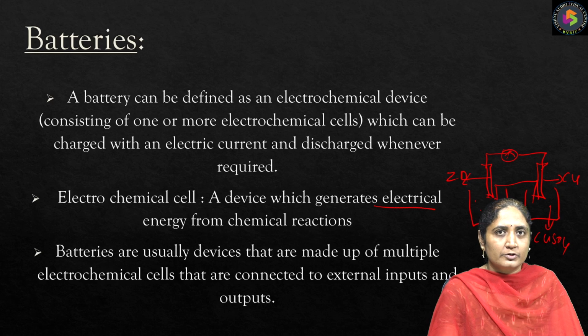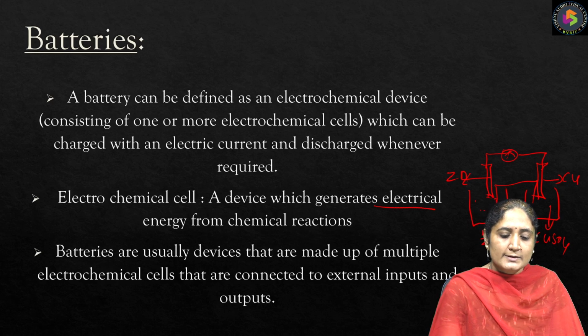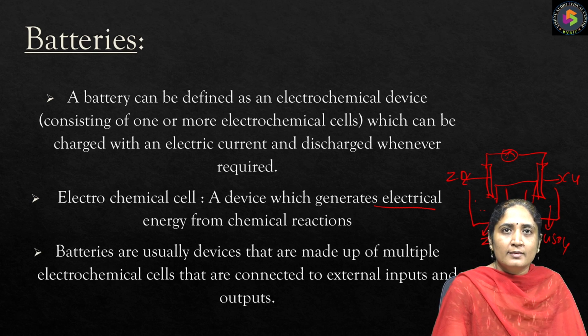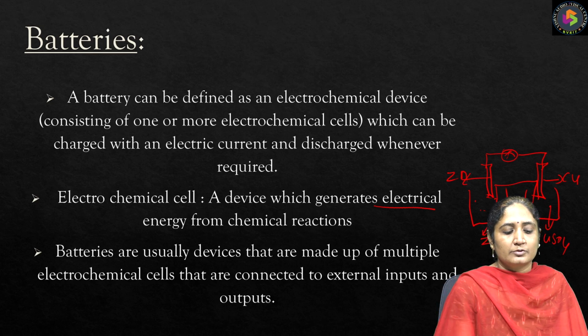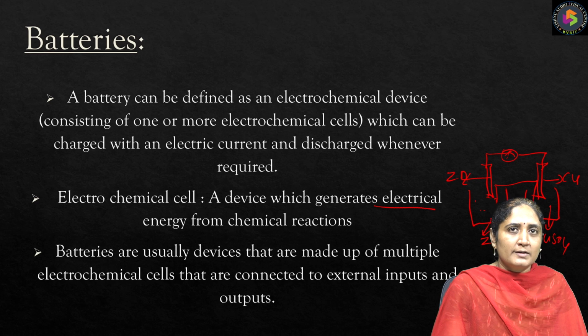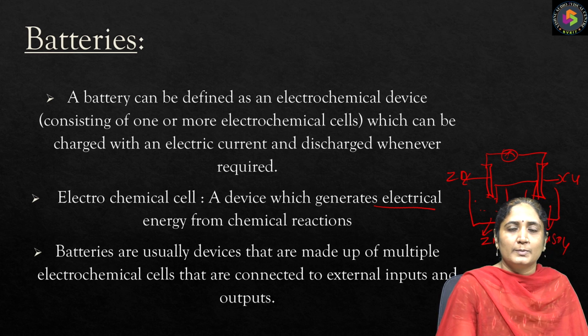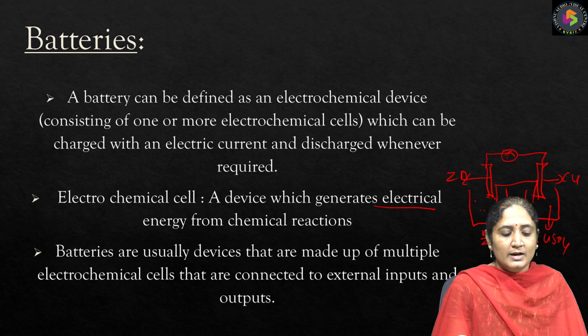So what is meant by electrochemical cell? An electrochemical cell is a device where electrical energy is produced when chemical reactions take place. That is an electrochemical cell. So what is meant by battery? A battery is a series combination of electrochemical cells. So next, come to the batteries.